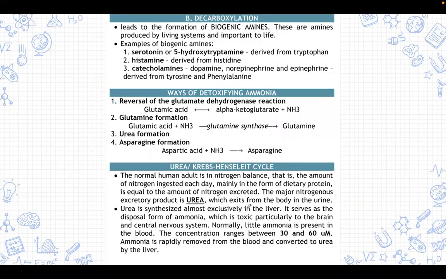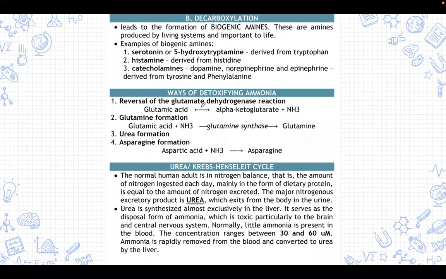So, ang dami na nating napuntahan, pero nandun pa rin tayo sa removal of the alpha amino group. So, pagkatapos nun, proceed na tayo with the decarboxylation. It leads to the formation of biogenic amines. These are amines produced by living systems and are important to life. So, ito yung mga example.